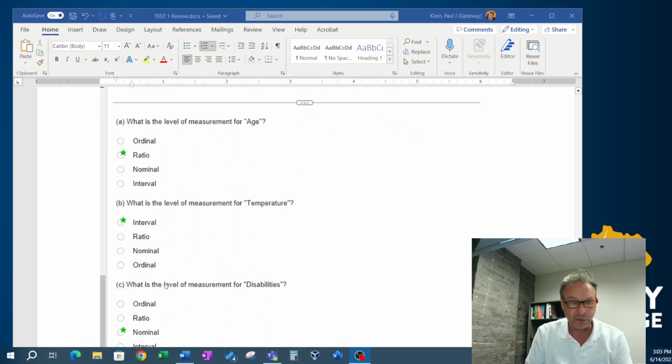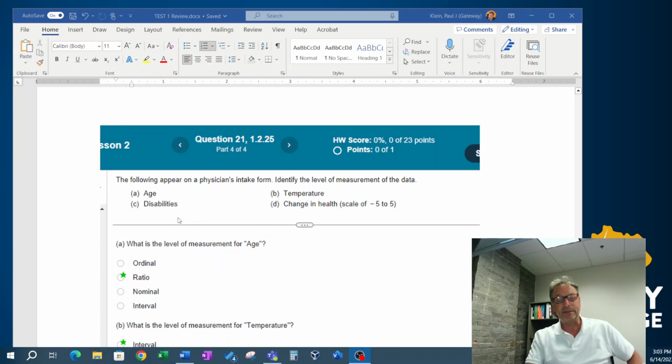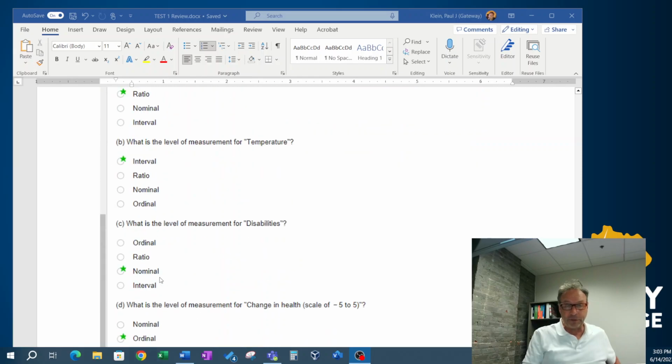Temperature says interval. Disabilities, right? This is on a survey and it says disability. So what are they going to do? They're going to say, what kind of disabilities do you have, right? And label them. And that's qualitative data. That's nominative, okay? Nominal.